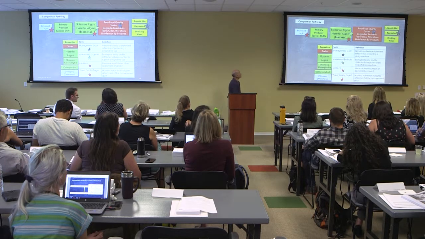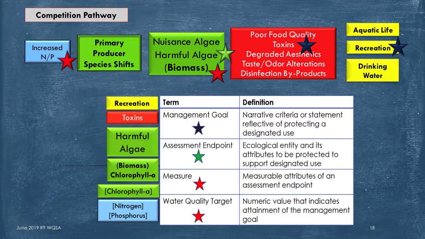And in this situation, we're using the competition pathway where nutrients lead to shifts, which lead to bad algae, which leads to bad things. Okay, and so the framework is we want to have recreation, so we want to reduce toxins. So to reduce toxin, we want to reduce harmful algae. We're going to use chlorophyll A as a measure, and the target is going to be nitrogen and phosphorus.